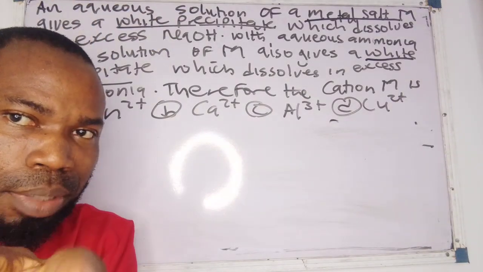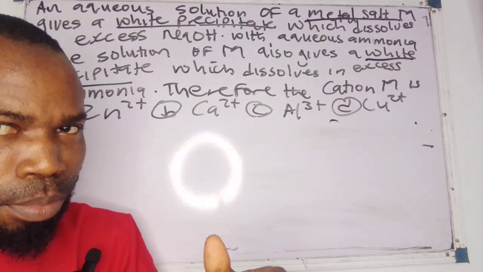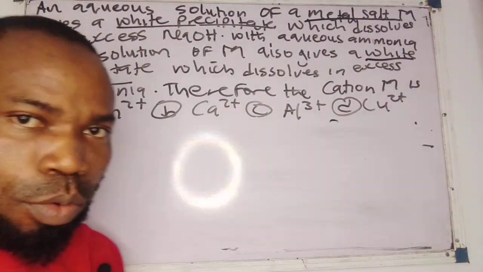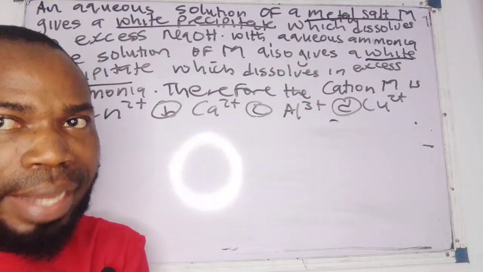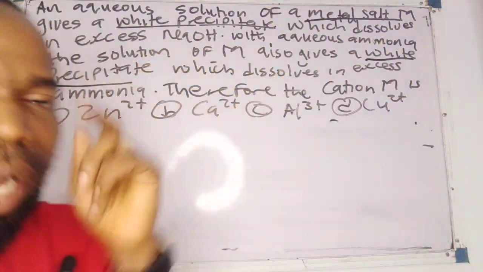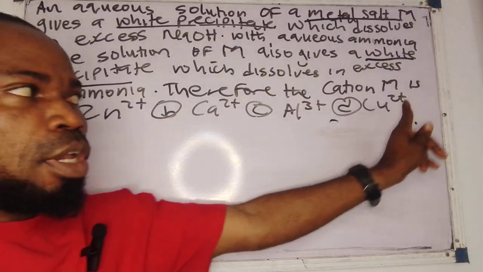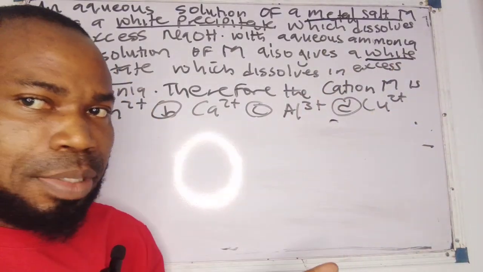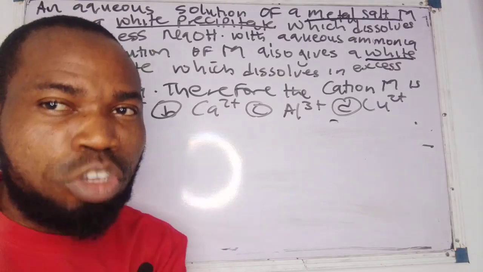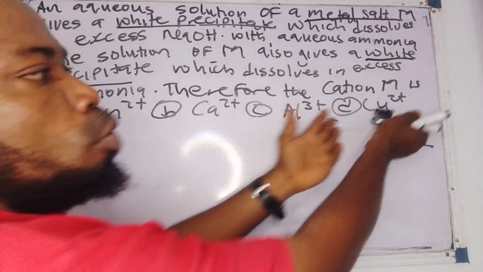Now the question will be: the precipitates formed by these three metallic ions, are they soluble in excess sodium hydroxide or are they insoluble? Let me check. This one, D, is out of it. Do you know why? Copper does not form a white precipitate. It forms a blue gelatinous precipitate.